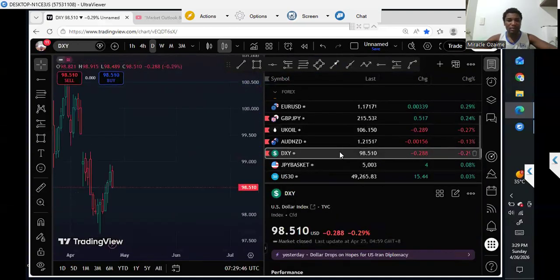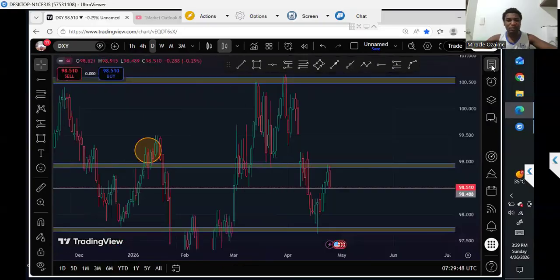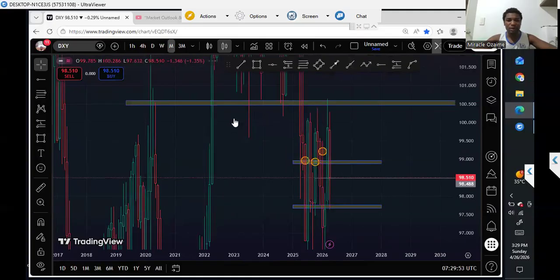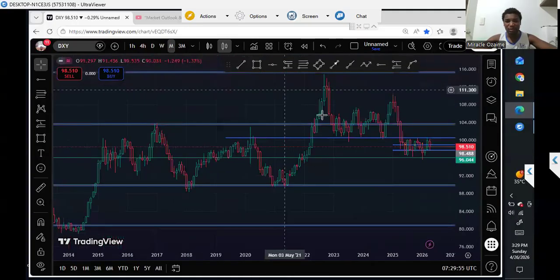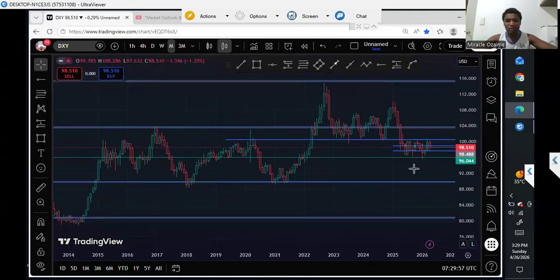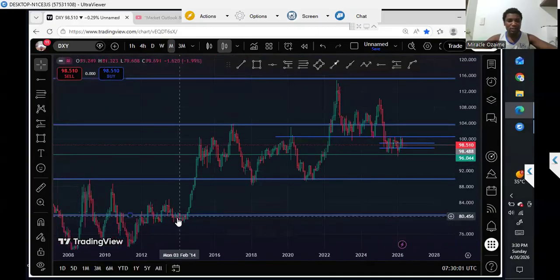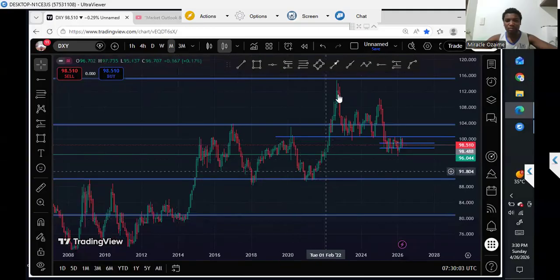Let's see what DXY is doing. However, I'm a little bit worried about DXY. I'm a little bit confused on DXY. It's not looking that clear, but as of the moment I will just pick what I can see: a correction, a push, a correction, a push.